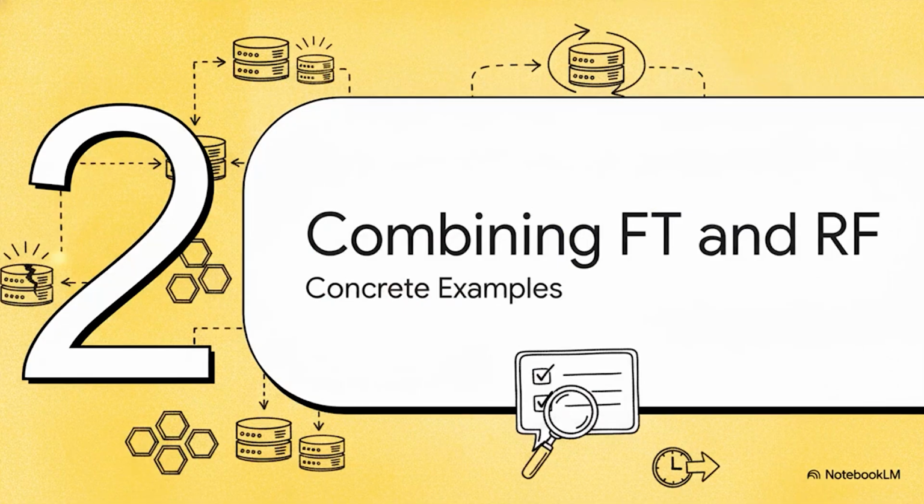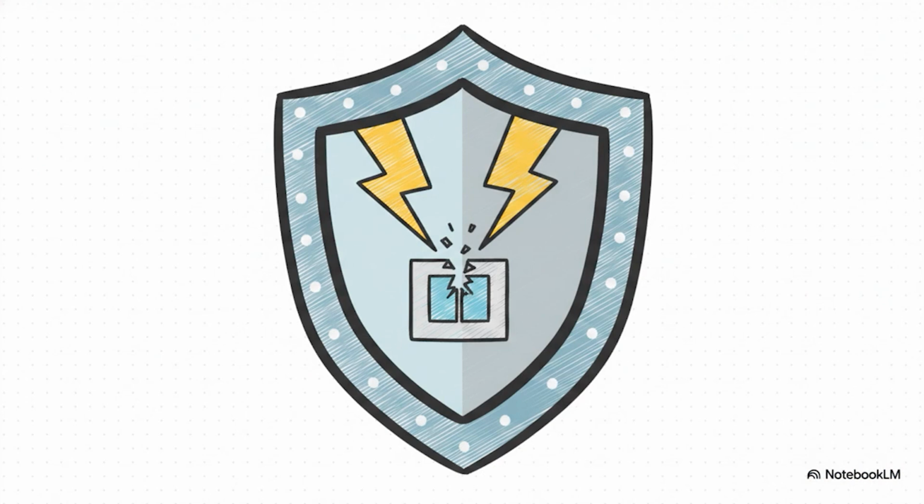Moving on to Part 2, combining FT and RF, looking at some concrete examples. Let's see how this actually plays out in the real world. Say you've meticulously designed a highly resilient setup with 2N/2D fault tolerance on your cluster. You're expecting to withstand 2 simultaneous node or disk failures. You're probably sleeping pretty well at night, right?